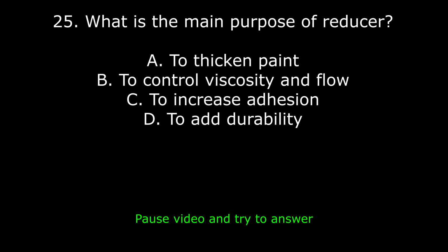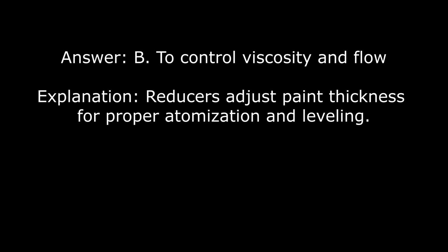25. What is the main purpose of reducer? A. To thicken paint. B. To control viscosity and flow. C. To increase adhesion. D. To add durability. Answer. B. To control viscosity and flow. Explanation. Reducers adjust paint thickness for proper atomization and leveling.